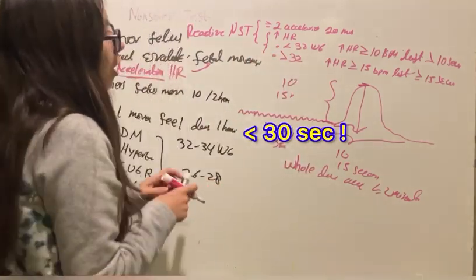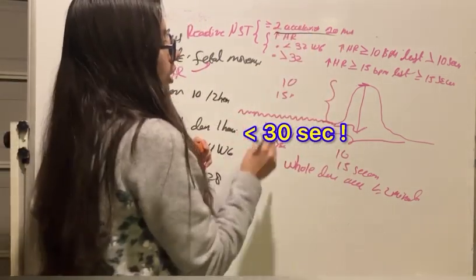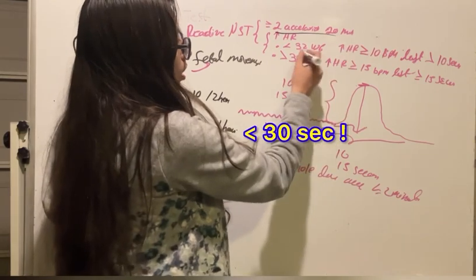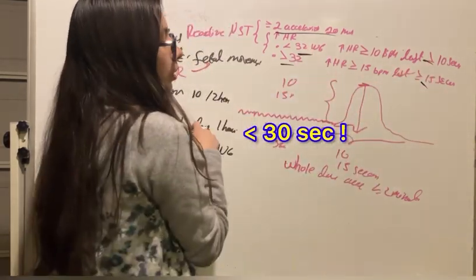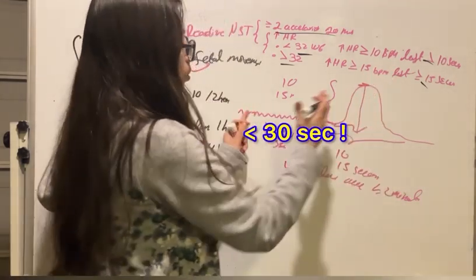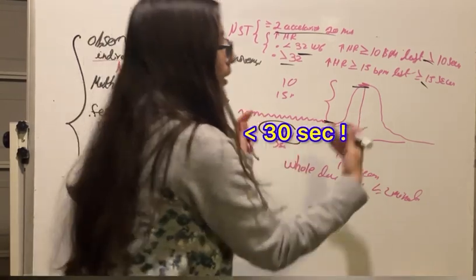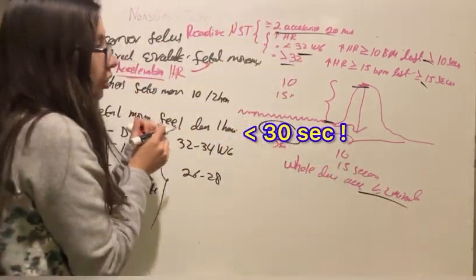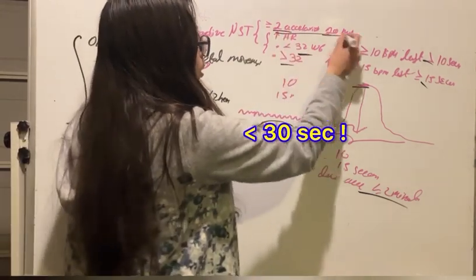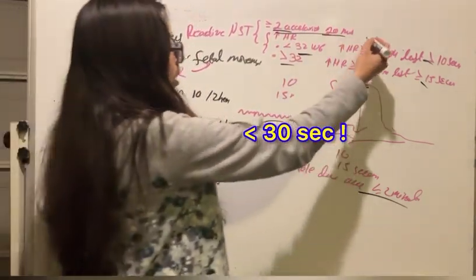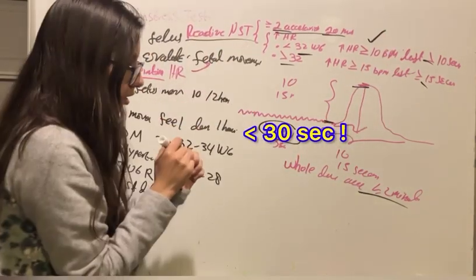So in summary, we are looking for an acceleration which is more than 10 or 15 beats per minute, lasting more than 10 or 15 seconds, which is a gradual acceleration. So from beginning to top is more than 30 seconds, and lasting less than 2 minutes. If we find 2 or more accelerations during 20 minutes, this is a reactive or reassuring non-stress test.